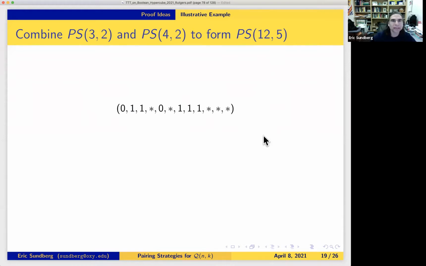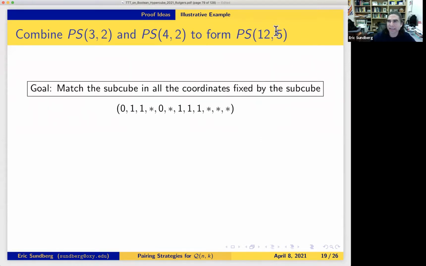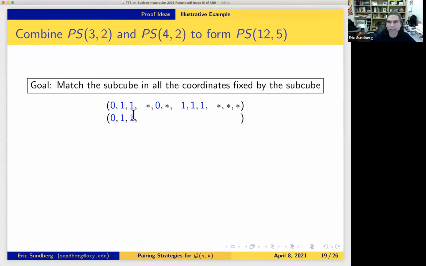And what we need to do is find an edge inside of PS12.5, inside the union of those Cartesian product sets, that matches this 5-dimensional subcube on the 7 coordinates that are fixed by this subcube. So the first thing I'm going to do is partition the 12 coordinates into these 4 bins of size 3, because that's what my Cartesian product sets look like. And then I'm going to look at this first bin right here. I see 0, 1, 1. I need to match that bin exactly. So for my first bin, in the edge that I find, I need to have 0, 1, 1 in that edge.